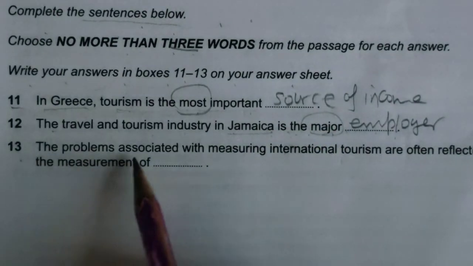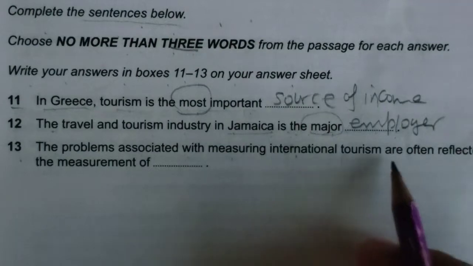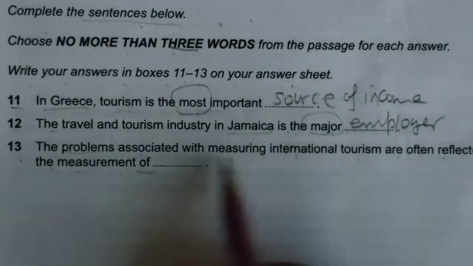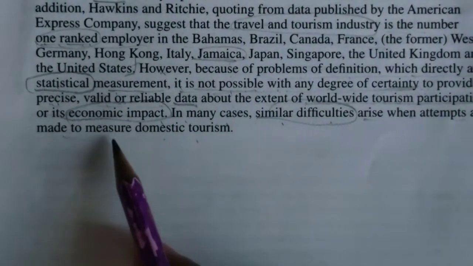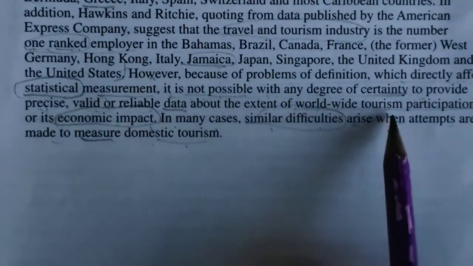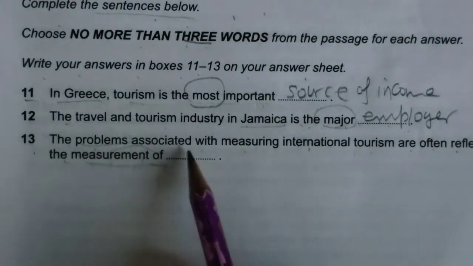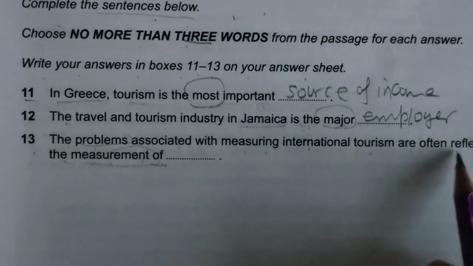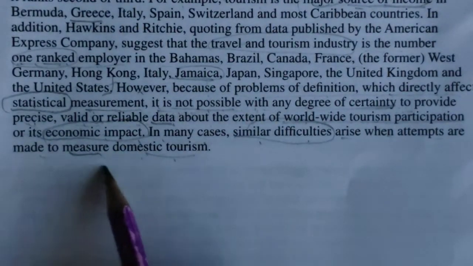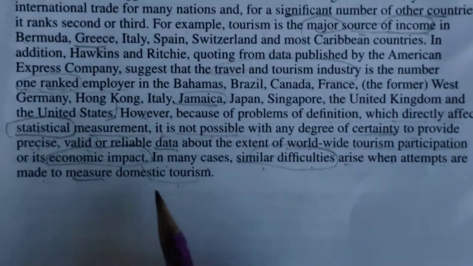So 13th, the problems associated with measuring international tourism are often reflected in the measurement of. Yes, this is also the last line they are talking about. Measurement is also given. So what they want, measurement of, what can they write? Measurement of domestic tourism. Let's read the statement. The problems associated with measuring international tourism are often reflected in the measurement of, whose?